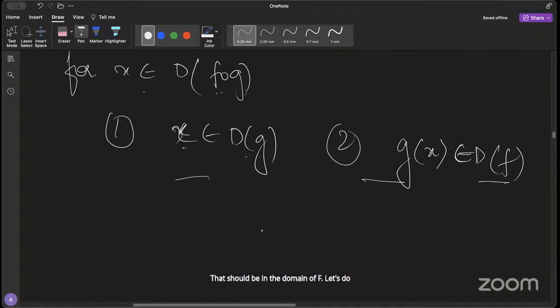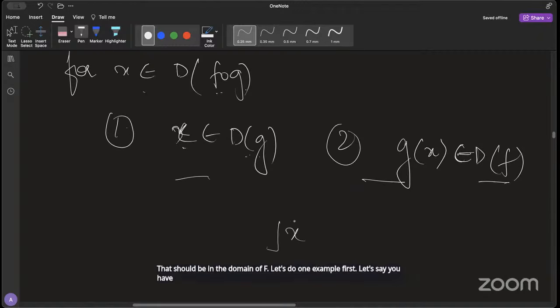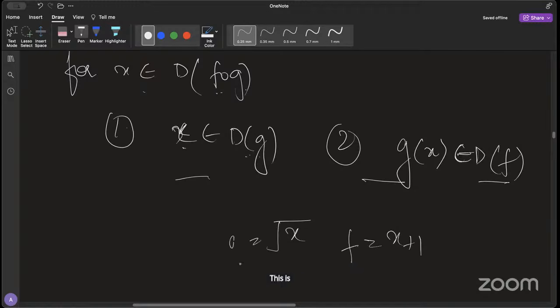Let's do one example first. Let's say you have x squared, you have root x and x plus 1. Let's say you have these two functions. This is your f, this is your g.